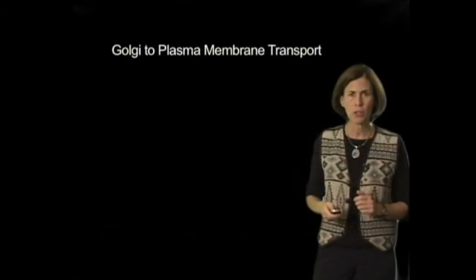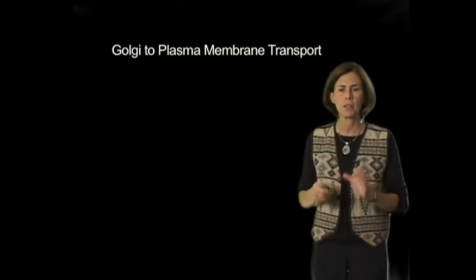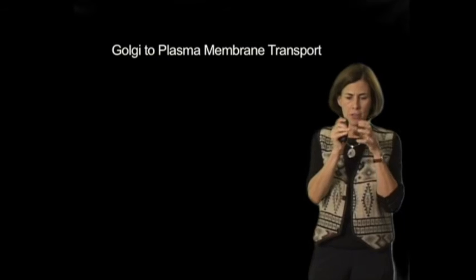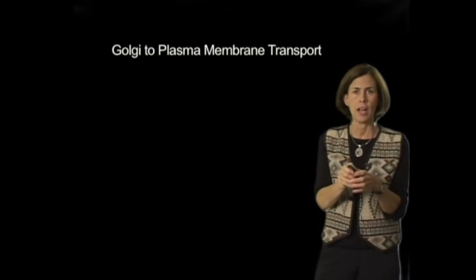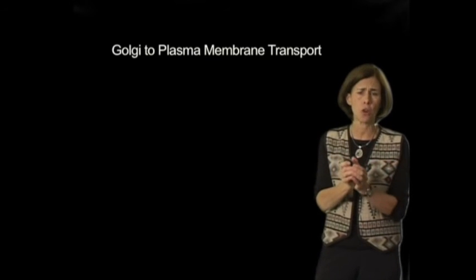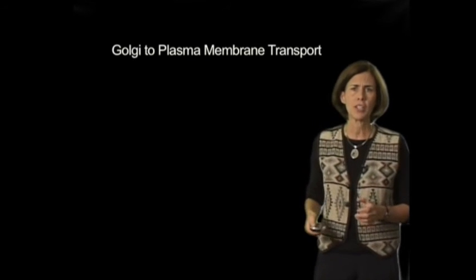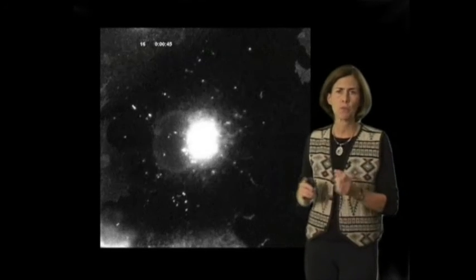Now, we can also look at the movement of these molecules once they've been situated in the Golgi, where they undergo modifications, carbohydrate modifications, that's the function of the Golgi. But as you can see in this movie here, these transport intermediates move in the opposite direction, out from the Golgi, in order to reach the plasma membrane.